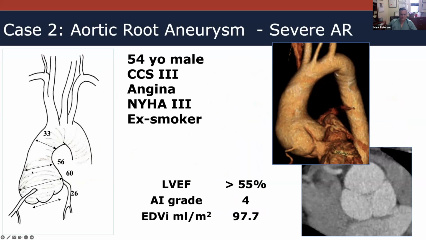But importantly, the sinotubular junction is dilated. And if you look at the short axis view of the CT on the right bottom panel, you can see that there's actually a coaptation gap, and that's what's causing the aortic insufficiency.